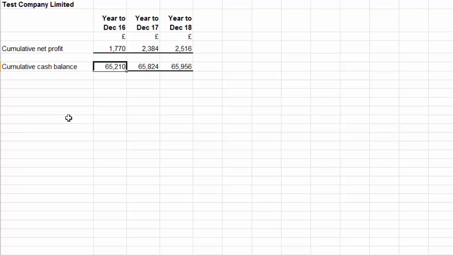Now this cash flow improvement tool doesn't take account of that, but I wanted to demonstrate the difference it can make to your profit and loss account and what it can make to your cash balance, and then you can go away and start to think about what you could do with that extra amount of money.